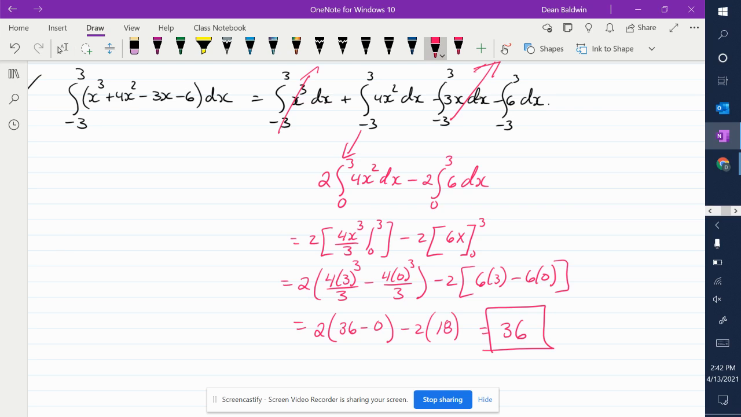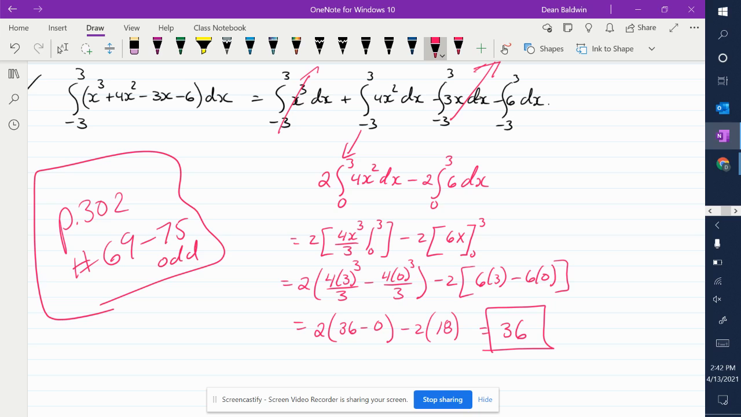All right. 302, 69 to 73. 75? Don't we do 75? Yeah, 69 to 75 odd. I'm going to put up a, oh my gosh, Newton's method question at 3 o'clock for us to do, and that'll be it. And then I'll give you an integration review sheet.